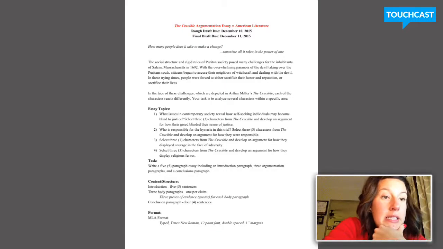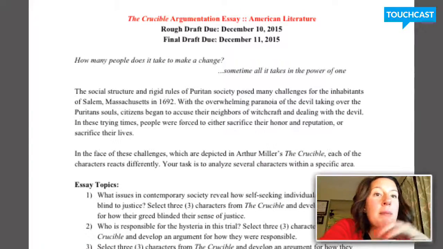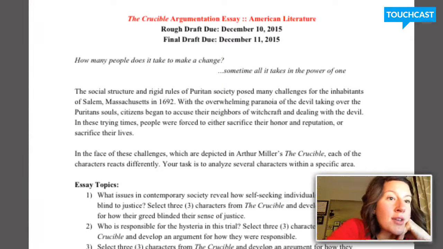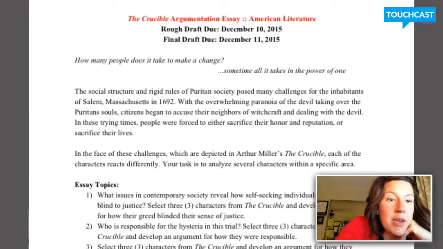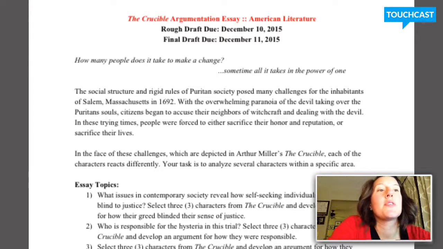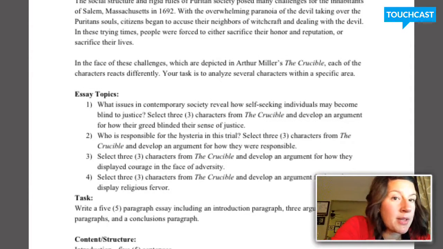All right, now I'm going to the next link, which is the requirements. Okay, I'm going to scroll in here, and it says, how many people does it take to make change? Sometimes all it takes is the power of 1. Kind of the idea here. Each topic, like I said before, deals with picking characters and kind of either saying this is how they acted and this is why. I'll let you pick the one you want. I'm not going to read them to you because you are in a college prep class, so you can figure out which topic you would like.